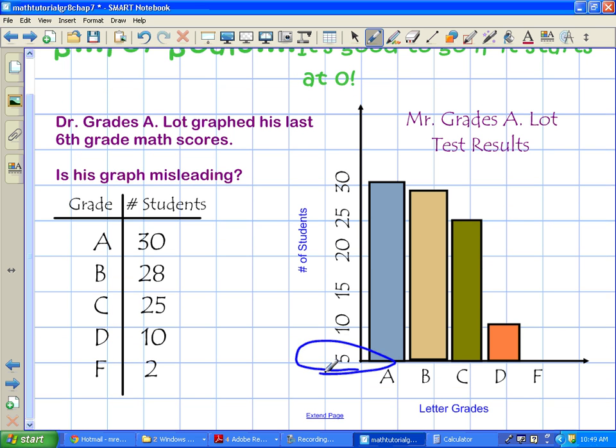This scale did not start at 0. For it to be a true representation, there should be 5 more down below, so there should be another block down here shaded, and another one here, and another one here, and another one here. So be careful that the scale is not changed. It should start at 0.